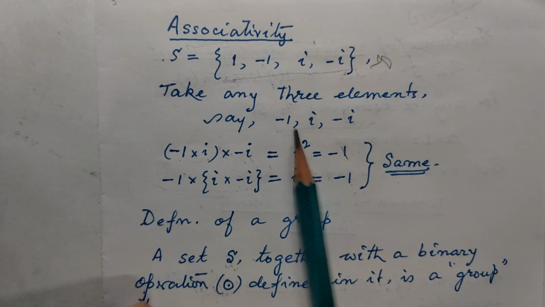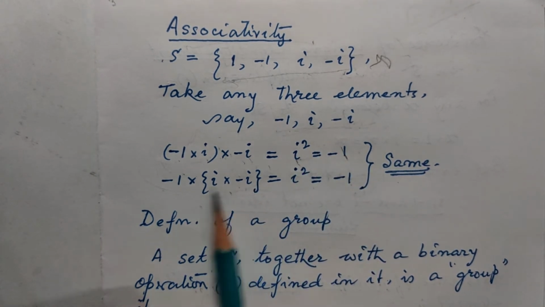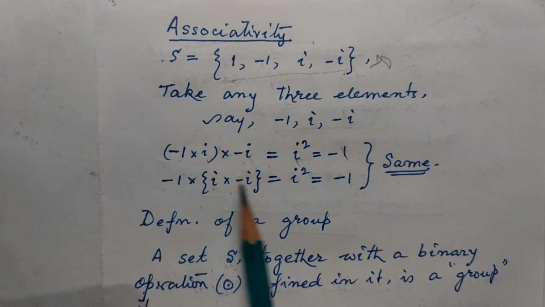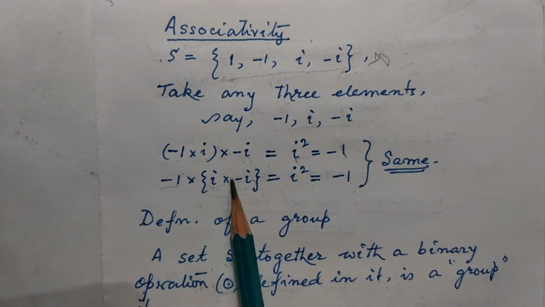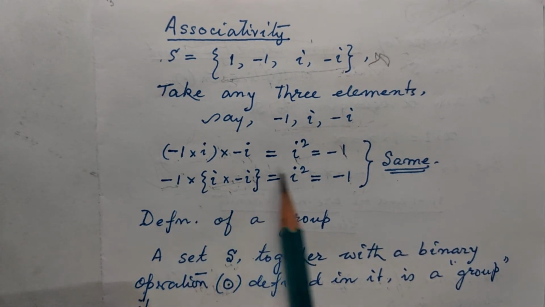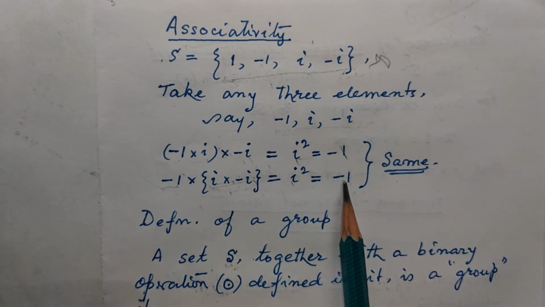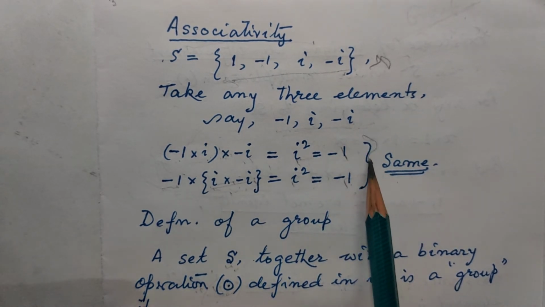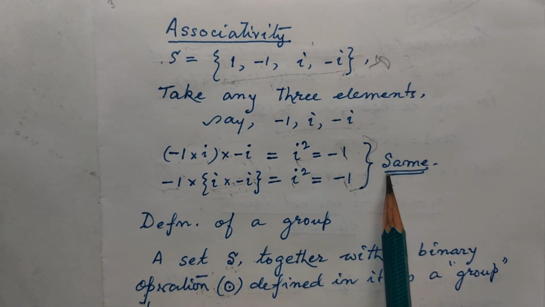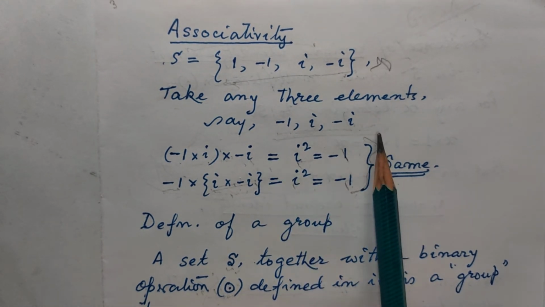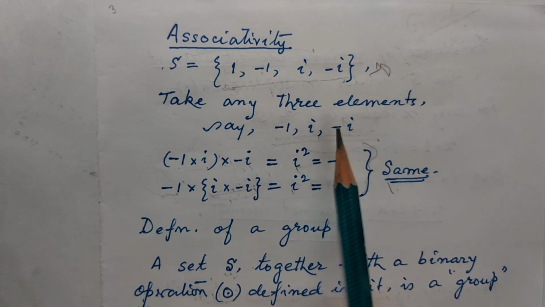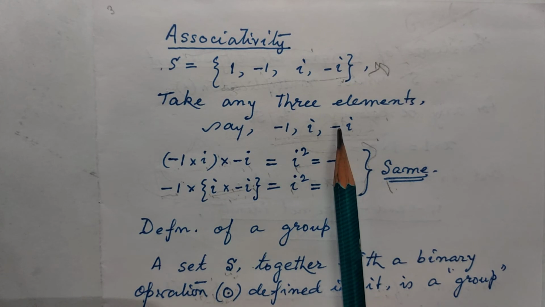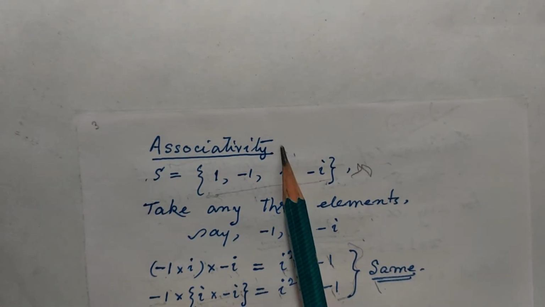The same three elements can be combined in another way. First combine i with minus i, and combine minus 1 with that result. The result is again i squared, that is minus 1. We see that these two results are the same. So, using three elements, the order of associating the elements is immaterial. This property is called associativity.